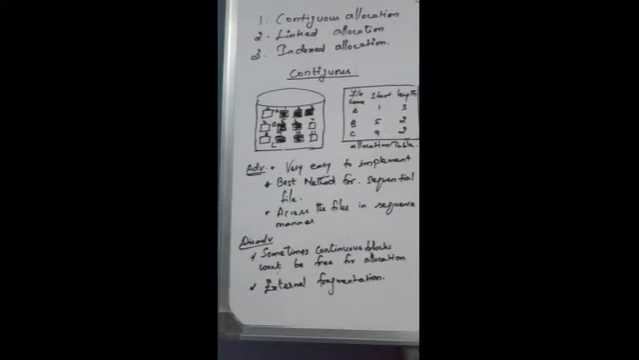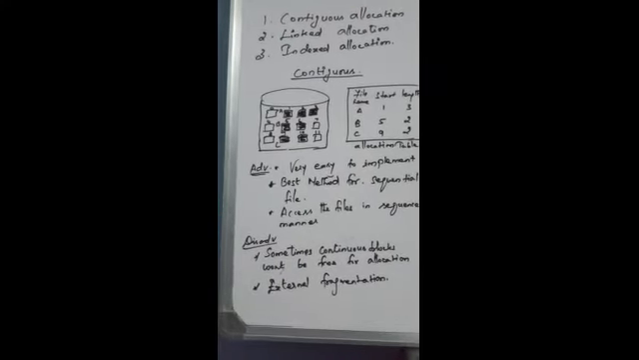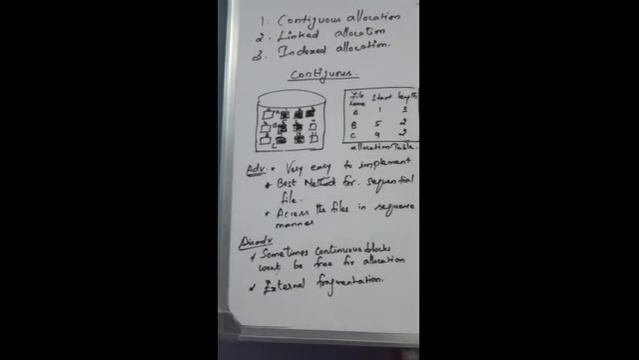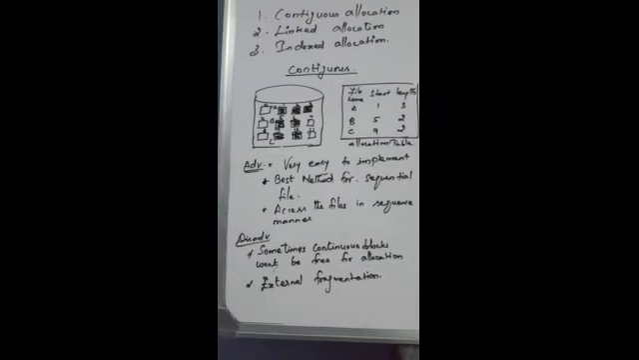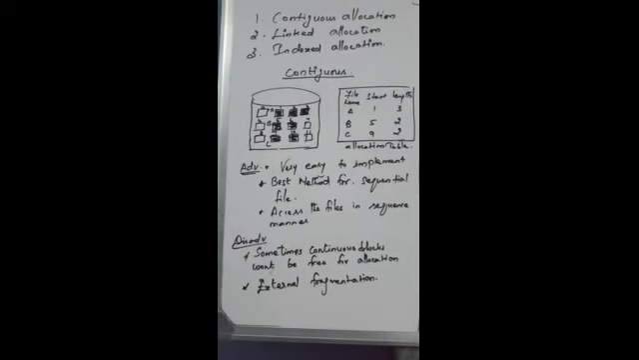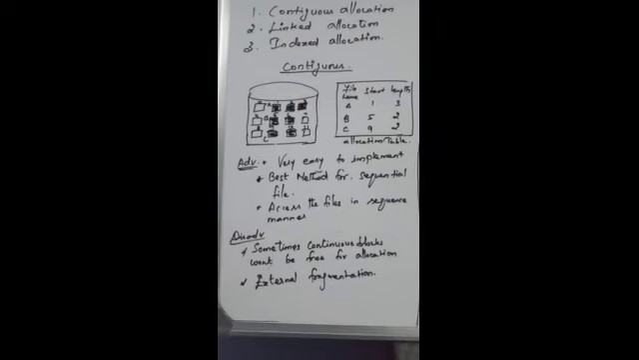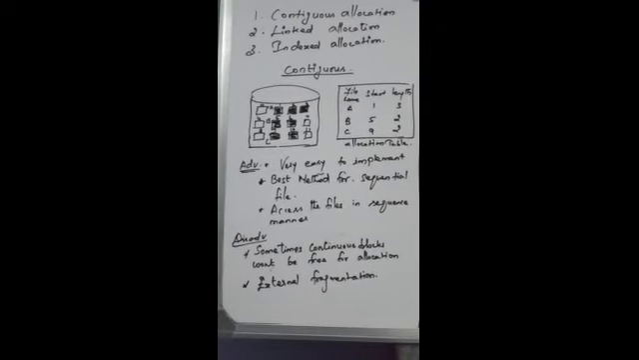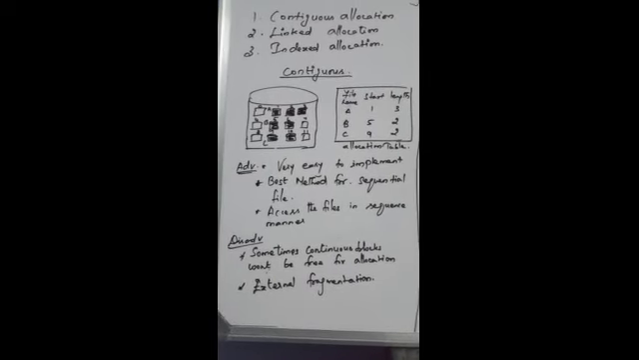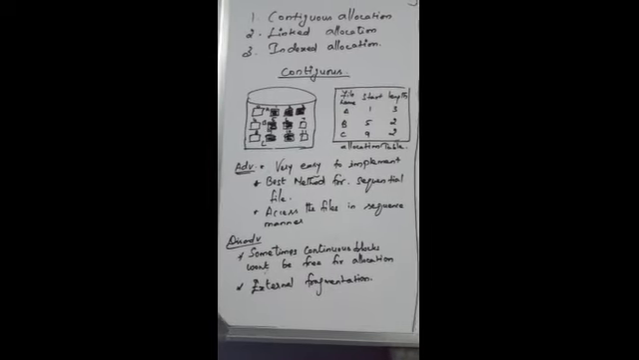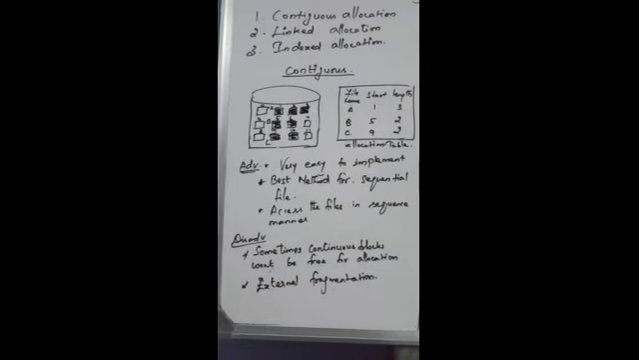What is the use of file allocation methods? These file allocation methods are used to store the files in the hard disk in an efficient manner, and also to access the files in the easiest way. There are three types of file allocation methods: contiguous allocation, linked allocation, and indexed allocation.